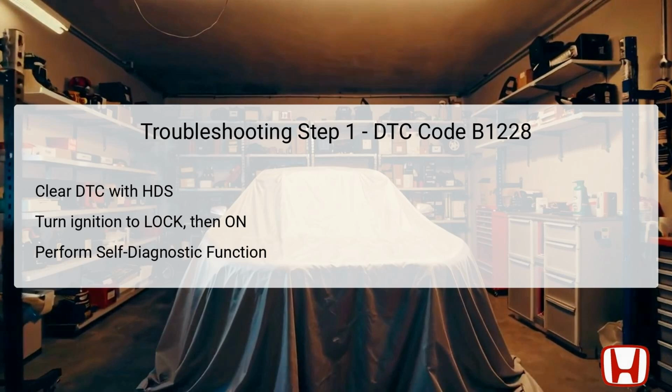With the ignition on, perform the self-diagnostic function through the HDS or climate control unit. This diagnostic process will allow the vehicle's systems to check for any current error codes. After completing this initial step, check for any DTCs present. If the DTC B1228 or the indicator D and auto still appears, proceed to the next troubleshooting step.